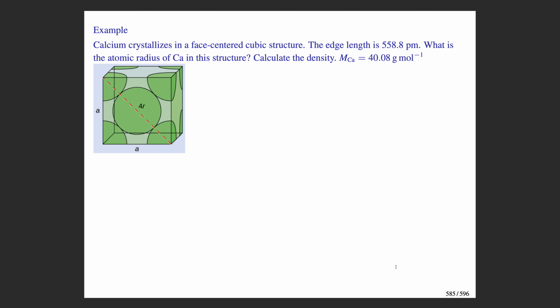Oh, here's another example, and this one involves calcium metal. So calcium crystallizes in a face-centered cubic structure. The edge length is 558.8 picometers. What is the atomic radius of calcium in this structure? And then calculate the density. So it's the same kind of thing that we did for the simple cubic structure. It's just that the geometry of the crystal structure is a little bit different, and so it changes slightly how you do the calculation.